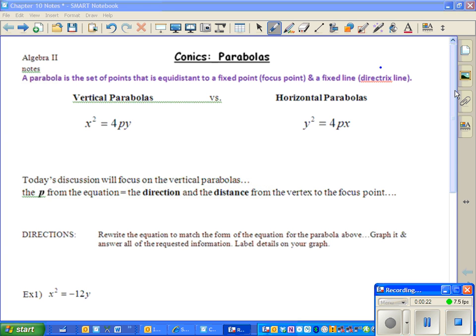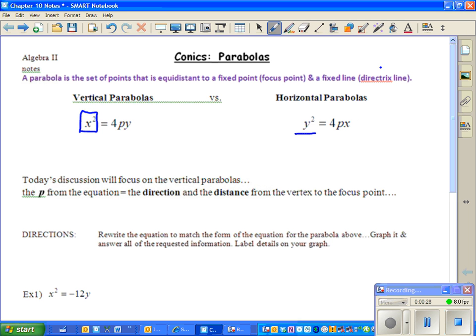Now, in terms of parabolas, the one thing that I really want to make sure I hit on with you is that whatever is squared will determine what kind of parabola it is. If it's x squared, it'll be a vertical. If it's y squared, it'll be horizontal. In the equation, the 4 is your constant number. The p itself represents two things. It represents distance and direction of the focus point. So if you're ever given the focus point, that gets plugged in for p.